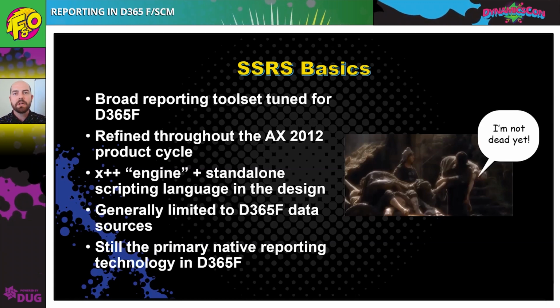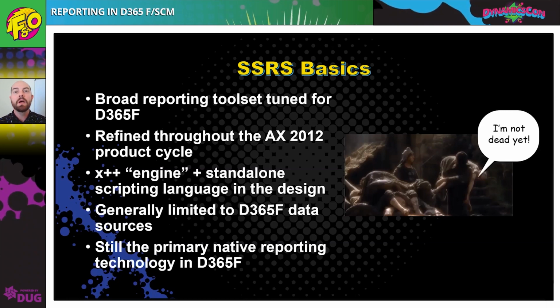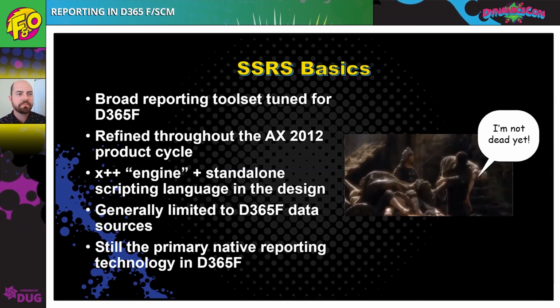One of the bigger drawbacks in the broader ether of enterprise reporting is that the SSRS plugin for F&O is generally limited to reporting on F&O data. So you're not going to have a super easy time of incorporating data from other systems unless you have an integration to bring that data in.